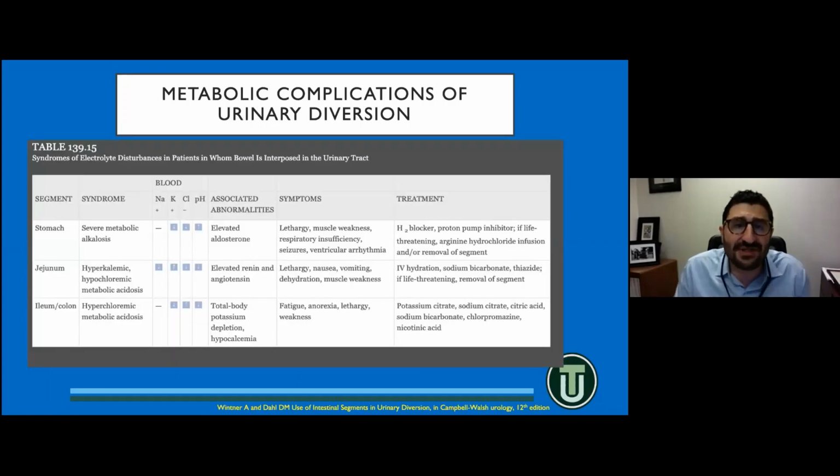So the metabolic complications, these are highly testable. This will show up for sure on your in-service exams, as well as your written boards and potentially even your oral boards. So we'll kind of go through each of these.